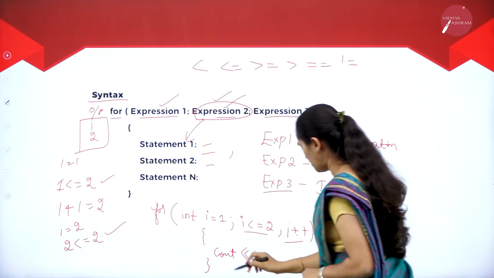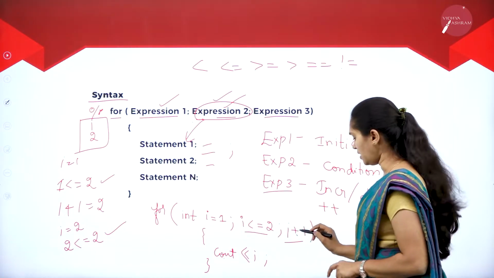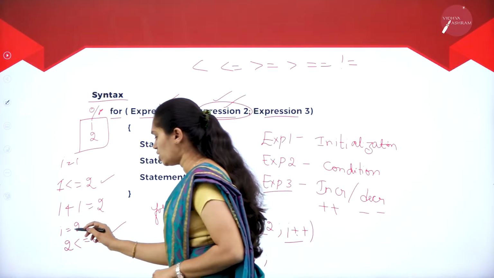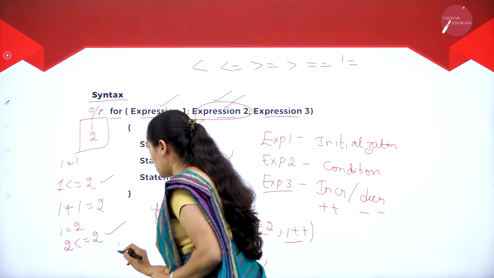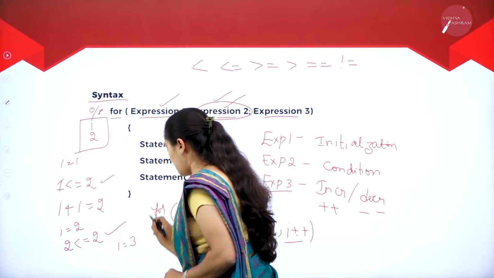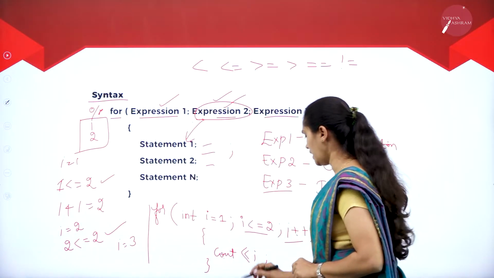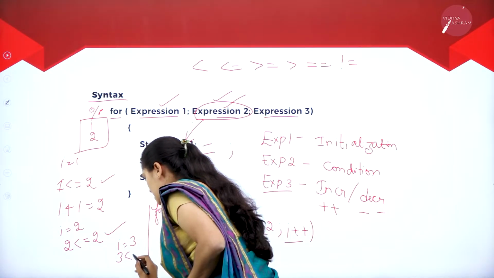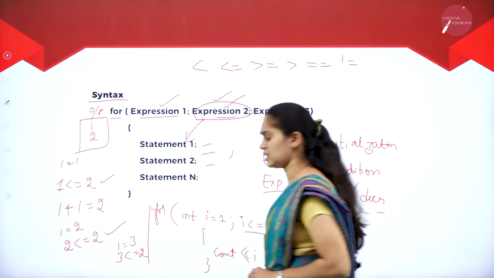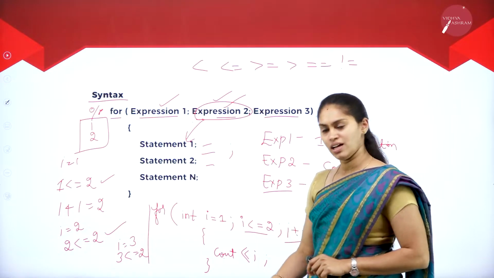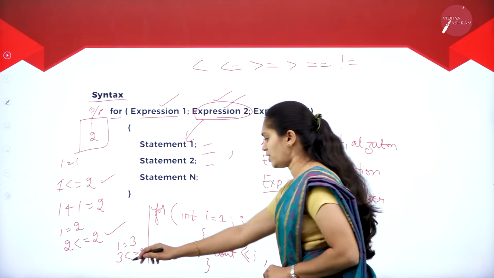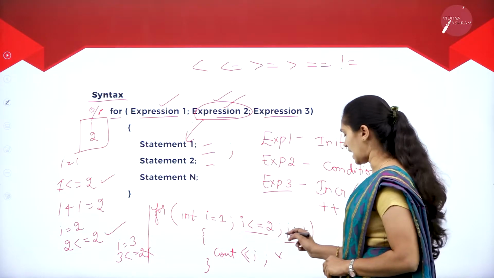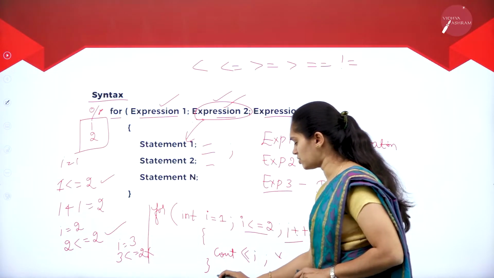Again it will come back to expression 3, where I want to increment the value of i. It was 2, 2 plus 1, so now the i value will be 3. Again, I have to check this condition: is 3 lesser than or equal to 2? It will become false. If it becomes false, then it won't execute this statement and it won't increment expression 3. It will come out of the loop.